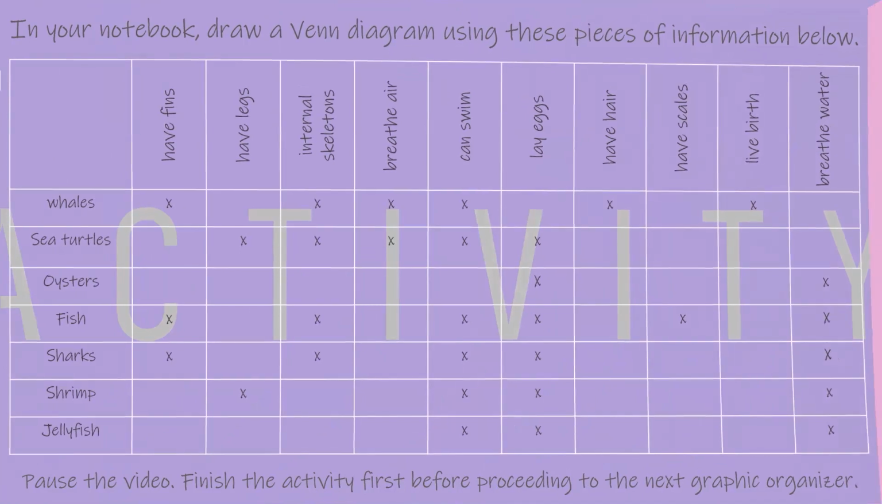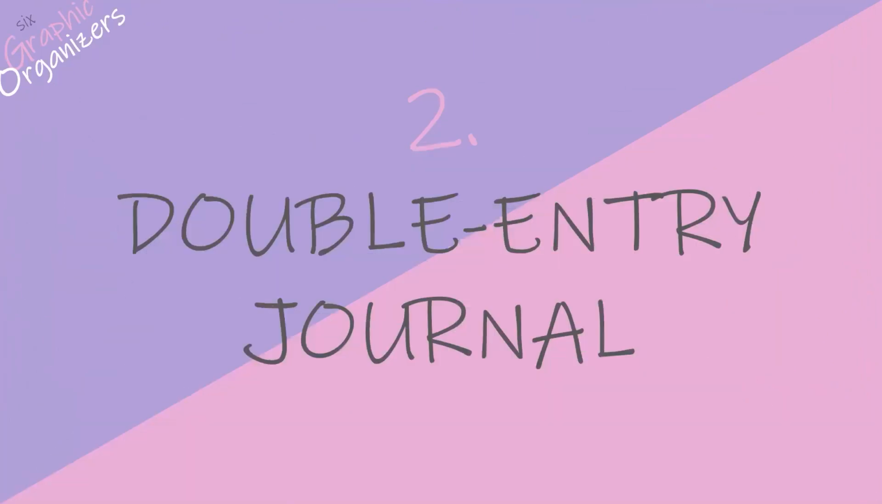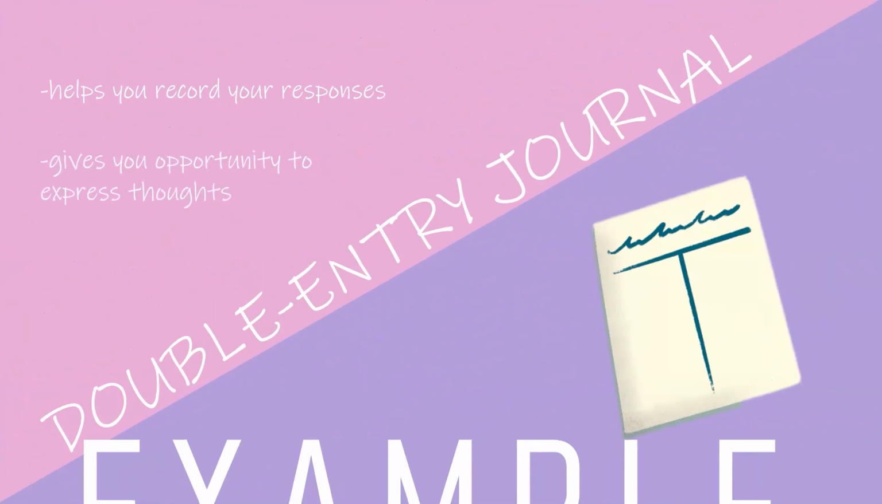The second one is Double Entry Journal. This strategy enables you to respond to text that you read. You, as a reader, write down phrases or sentences from your assigned reading and then write your own reaction to that passage. The purpose of this strategy is to give you the opportunity to express your thoughts and become actively involved with the material you read.